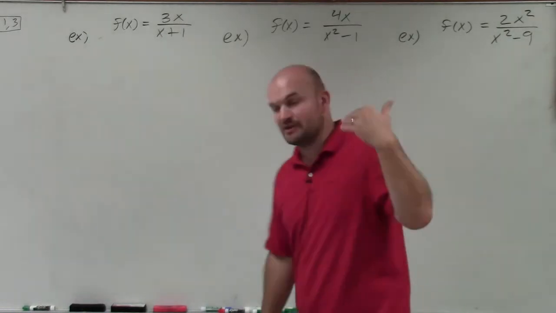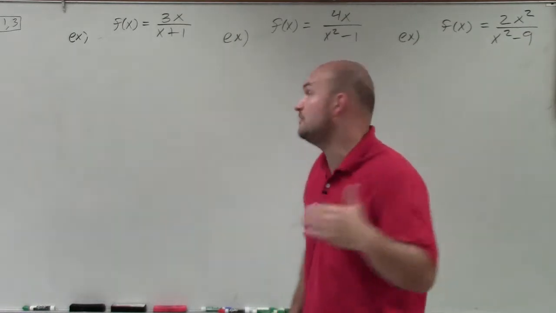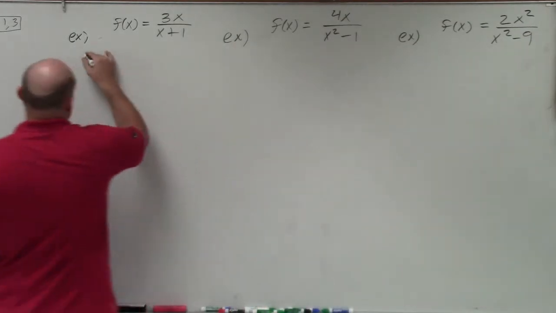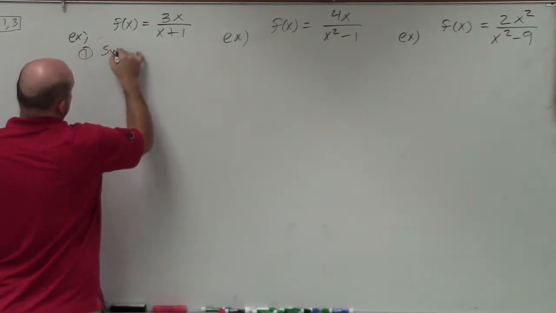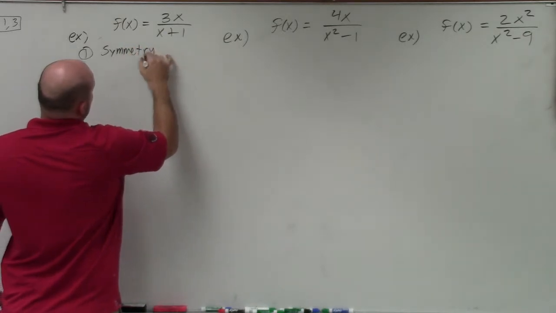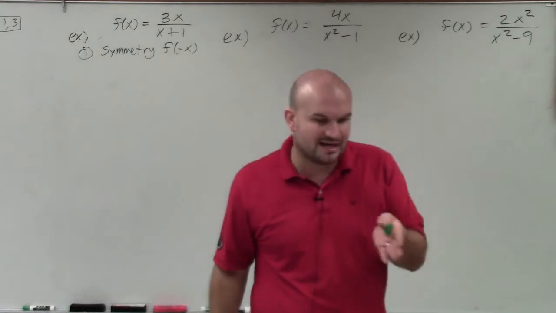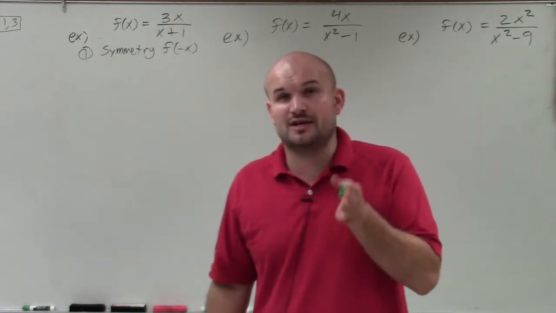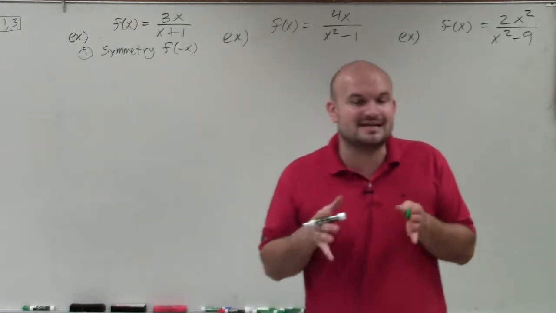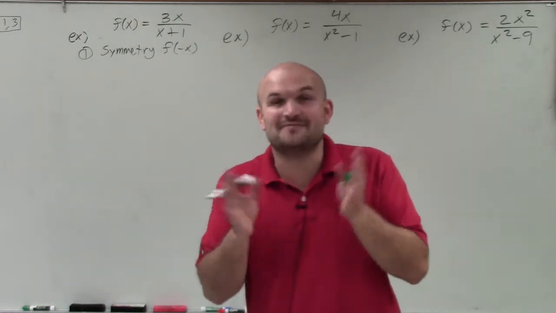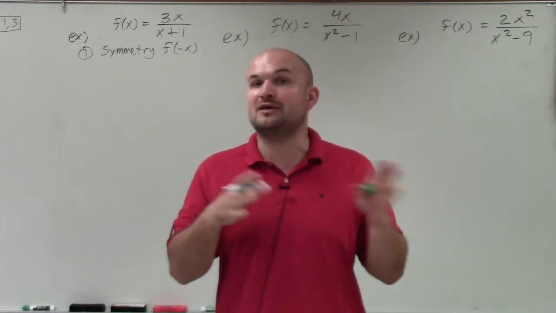Basically, we're going to follow a 7-step process to graph the rational function. The first step is to identify symmetry. To identify symmetry, we plug f of negative x into our function. If we plug in negative x and we get f of x back, the exact same function, then the graph has symmetry about the y-axis.